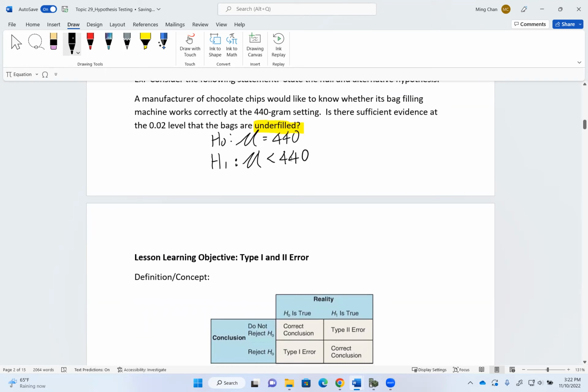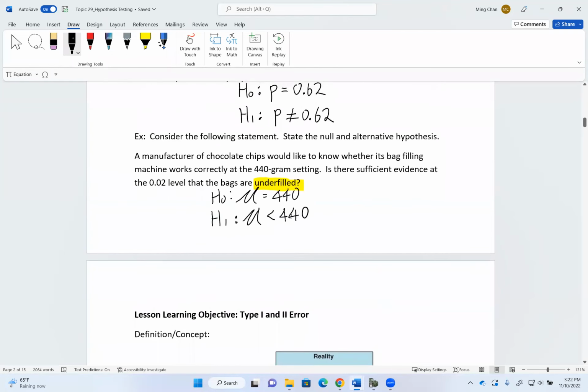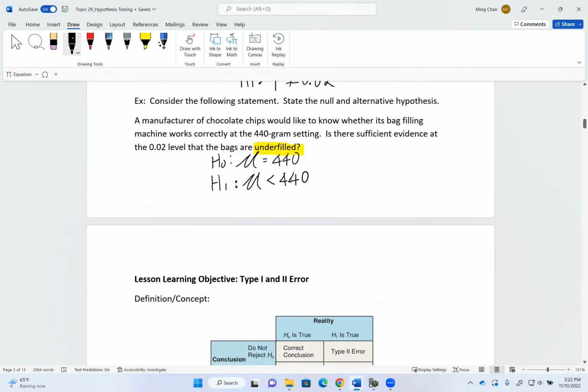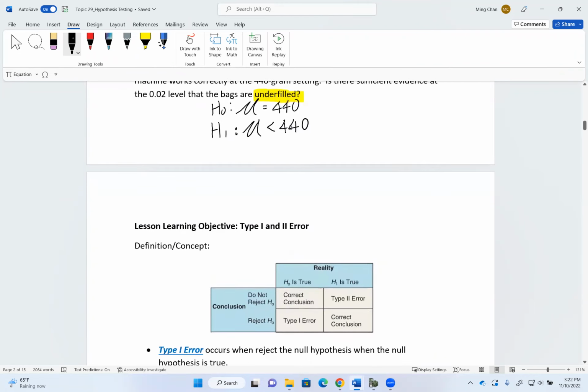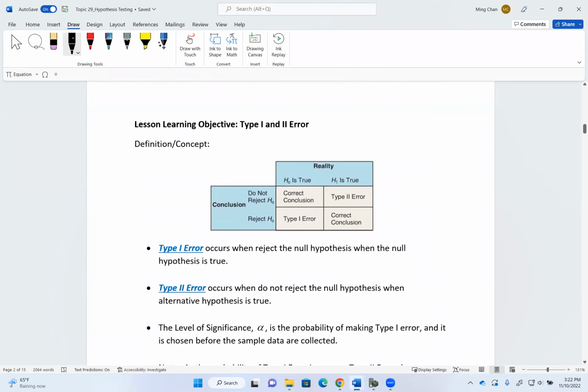Now, when we start doing the examples, I'm going to show you how to actually state the conclusion. So far, I just showed you what hypothesis testing is, what the null and alternative hypotheses are, and how we actually write them out. Now, this thing called the type 1 and type 2 error is very important.